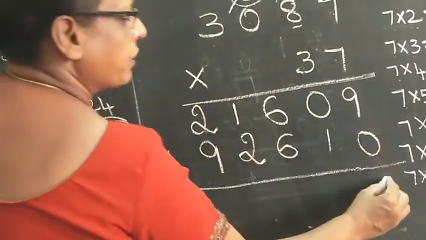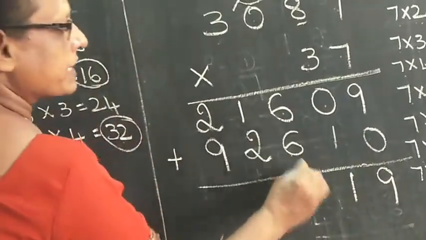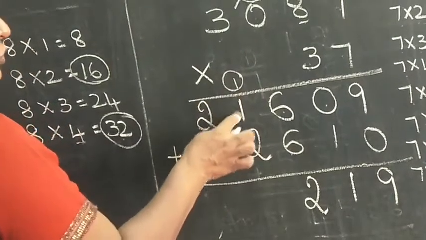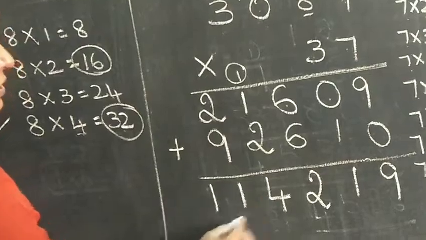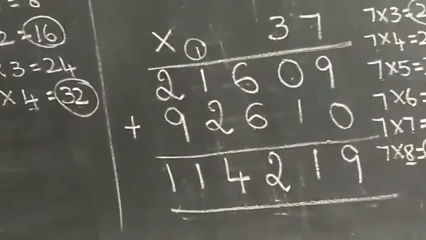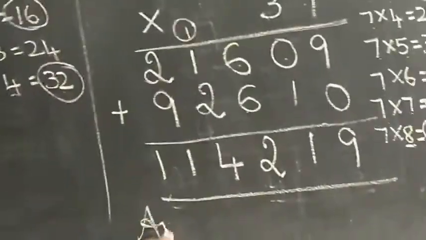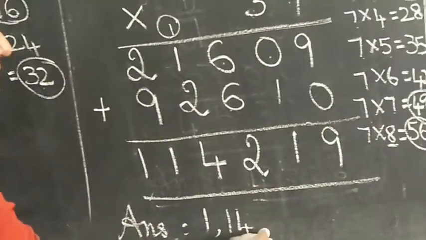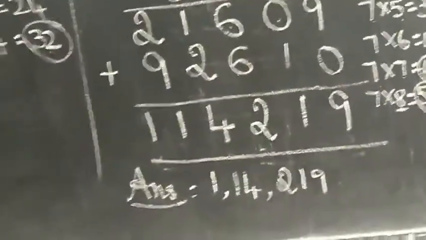So 9 plus 0, 9. 0 plus 1, 1. 6 plus 6, 12. 1 plus 1, 2. 2 plus 2, 4. And 2 plus 9, 11. So what's the answer children? 1,14,219.